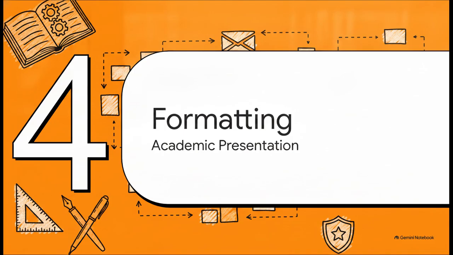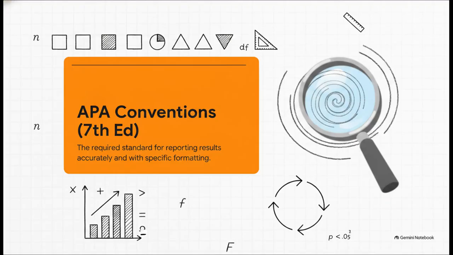Section 4, Formatting and Academic Presentation. You know, you could have the most groundbreaking data in the world, but if your presentation is sloppy, it completely undermines your work. The key here is adhering to APA conventions, specifically the 7th edition if that's what your institution uses. This is a very strict standard for reporting results. We are talking about highly granular details here. The accurate use of statistical symbols, specific decimal place formatting, and incredibly strict structural guidelines for your key statistical tables. Honestly, it is completely non-negotiable if you want to maintain academic rigor.